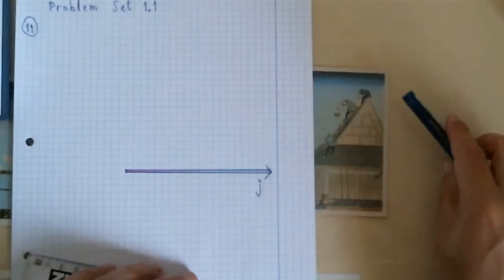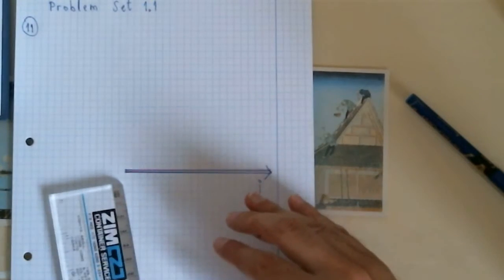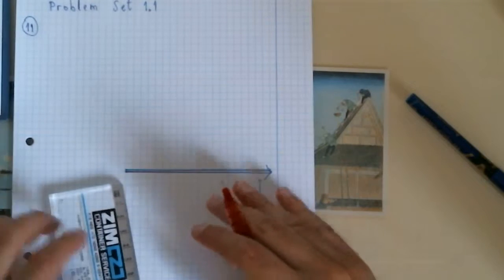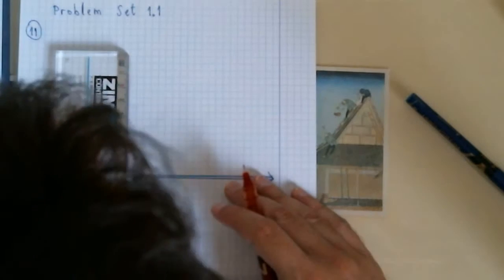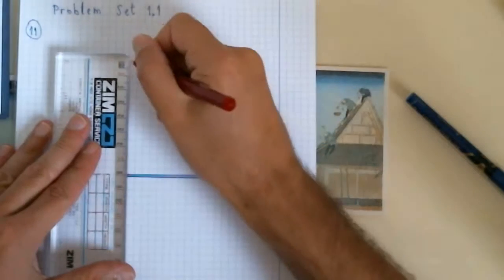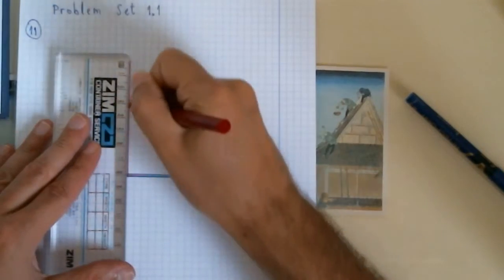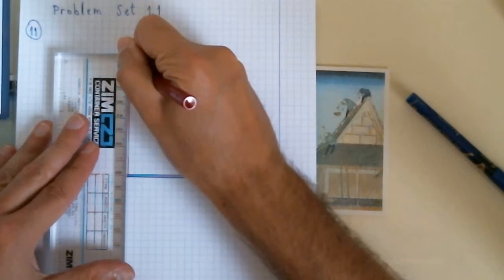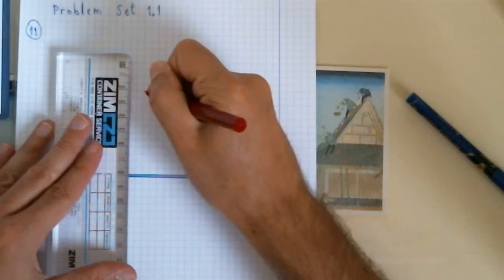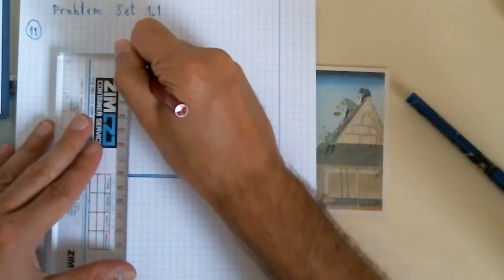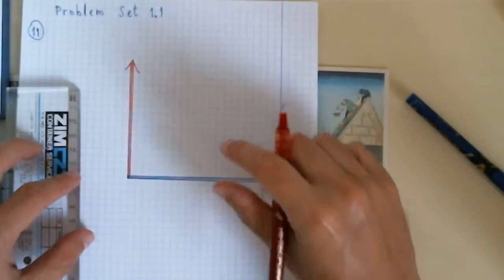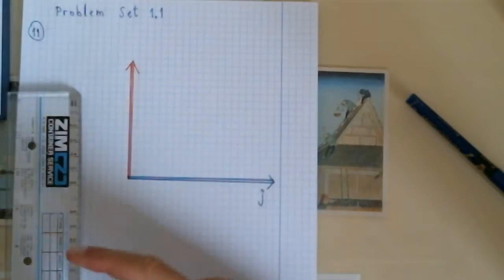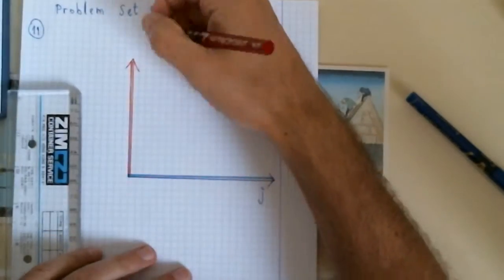And we have the, let's say, red vector that goes upward. The book calls it K, so we will just copy what the book says. We will make it 8 centimeters. I'm making it a little thicker so you can see which one is blue and which one is red. And this is K.